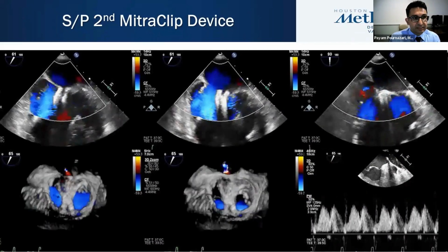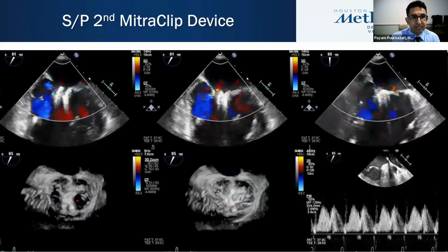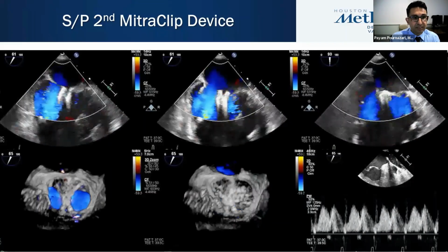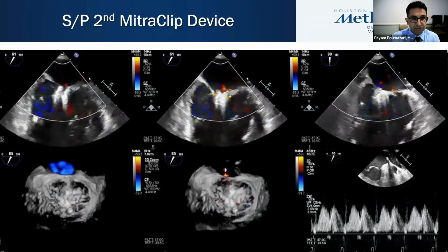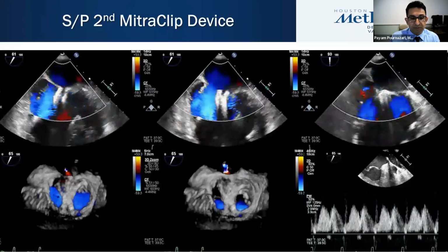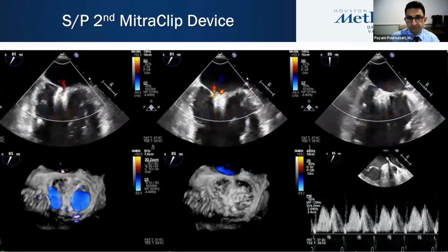These are the results of implantation of a second clip lateral to the previously implanted clip. It showed a significant reduction in the degree of mitral regurgitation, and his pulmonary vein assessment showed a dominant S wave in the pulmonary veins.